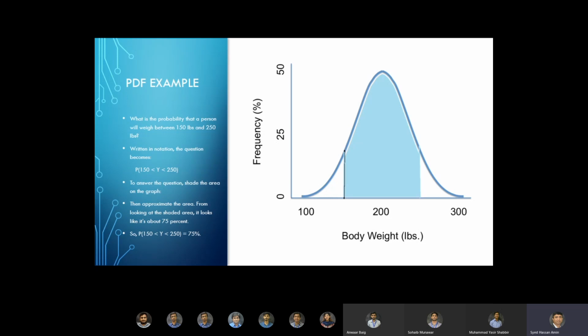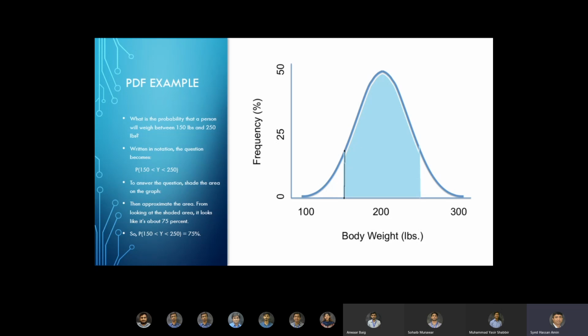As you can see in the figure, we have a certain colored area which gives us a range where we can check the probability. So what is the probability that a person will weigh between 150 pounds and 250 pounds? That's the question we have related to the probability density function. We can write that as probability of y in this range, greater than 150 and less than 250. To answer the question, we use the shaded area on the graph. If you are doing it graphically, that's how you do it. Then approximate the area from looking at the shaded area.